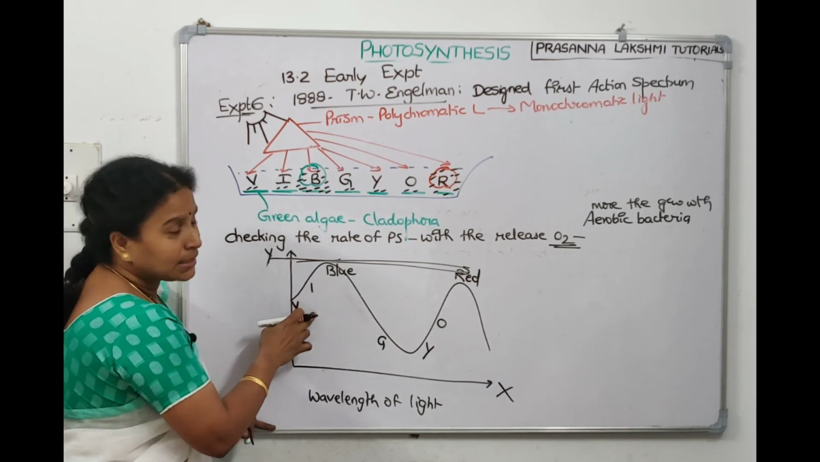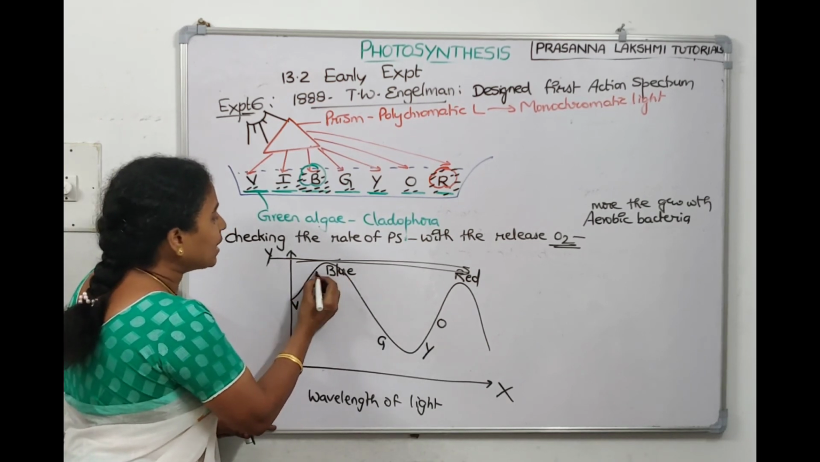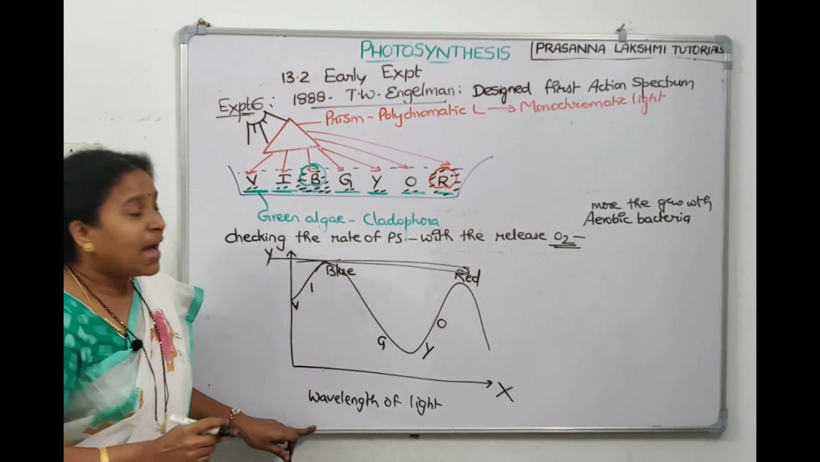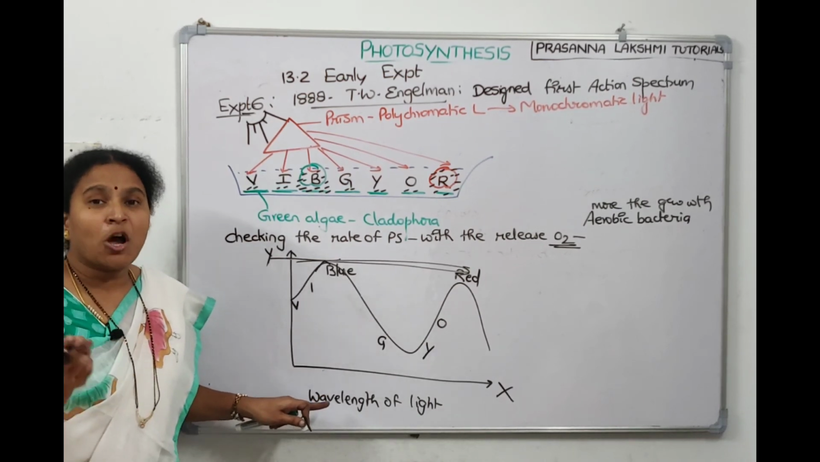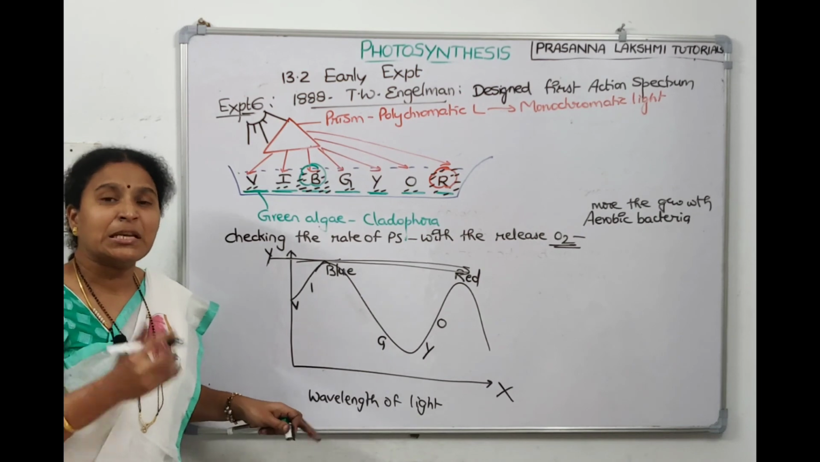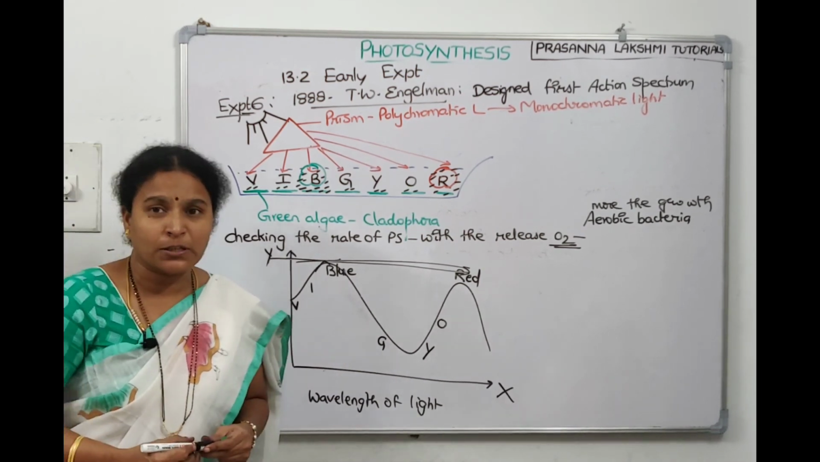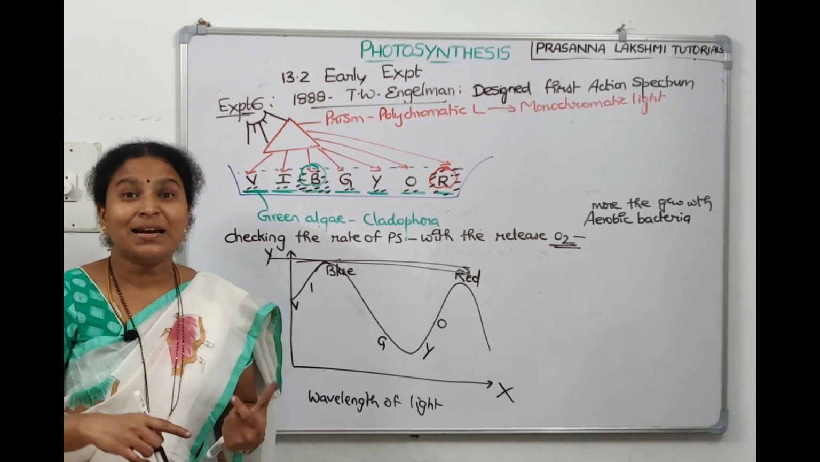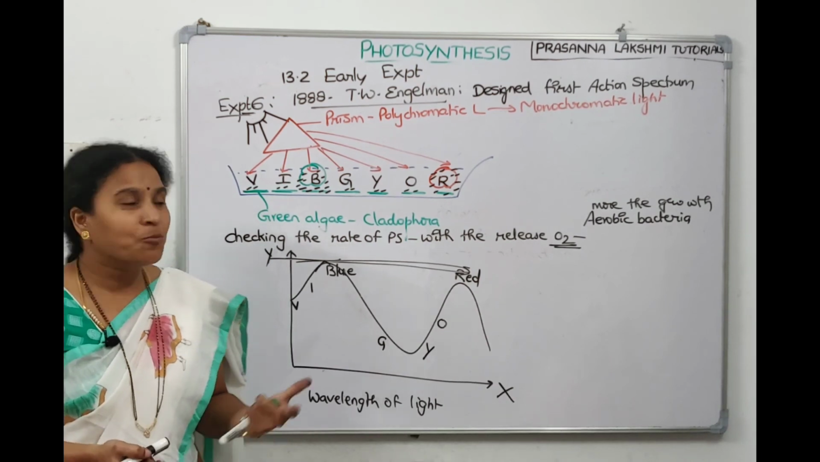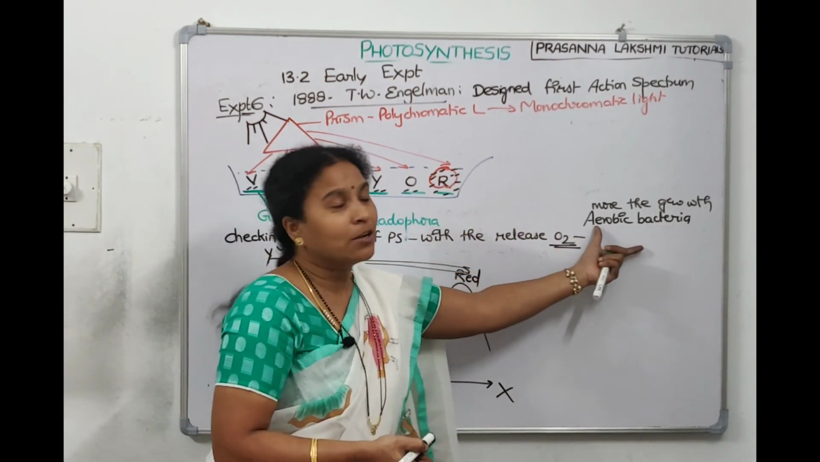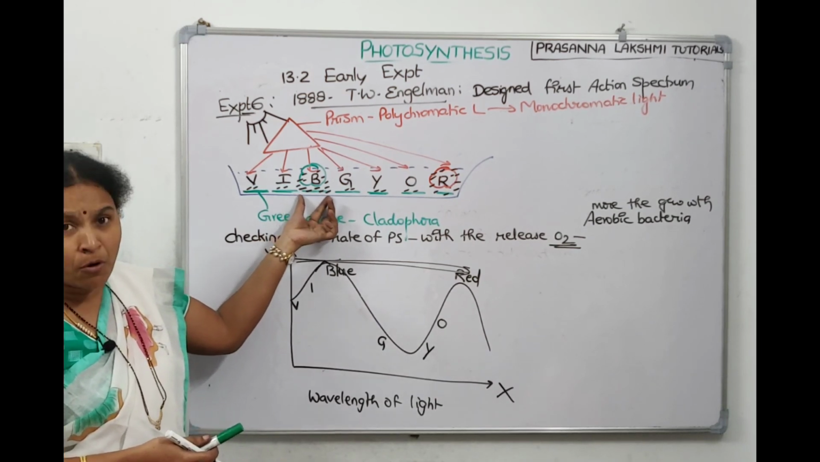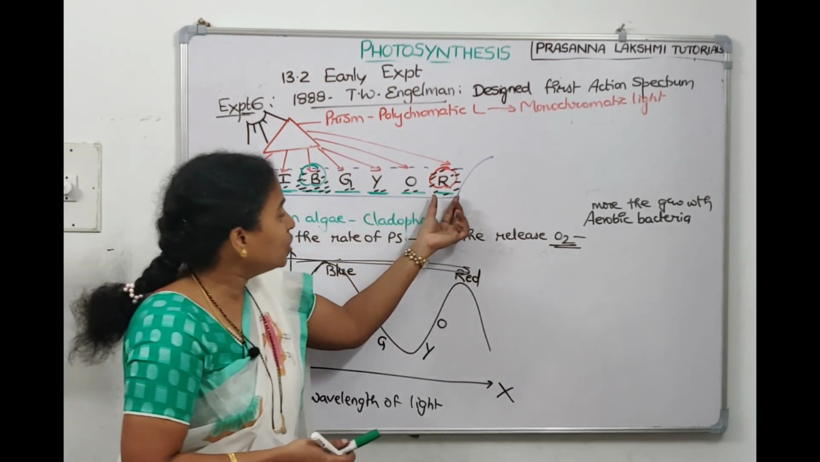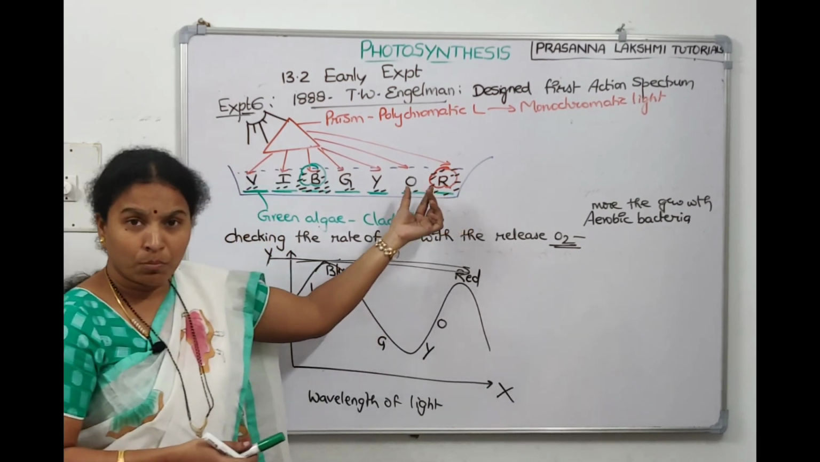At blue light, it has absorbed more. That means the action spectrum is matching with the absorption spectrum. It's absorbing more blue wavelength. Since it's absorbing more light, it can do more photosynthesis. If it does more photosynthesis, it releases more oxygen. If it releases more oxygen, more aerobic bacteria will grow. That's why, as I showed here, in the blue region aerobic bacteria grew more. Again in the red region, aerobic bacteria grew more.